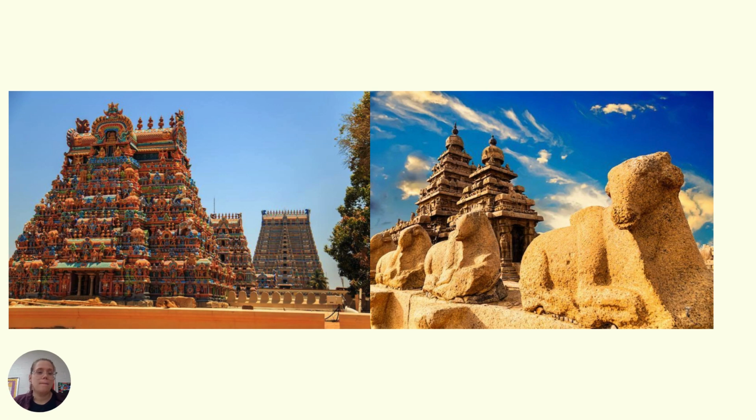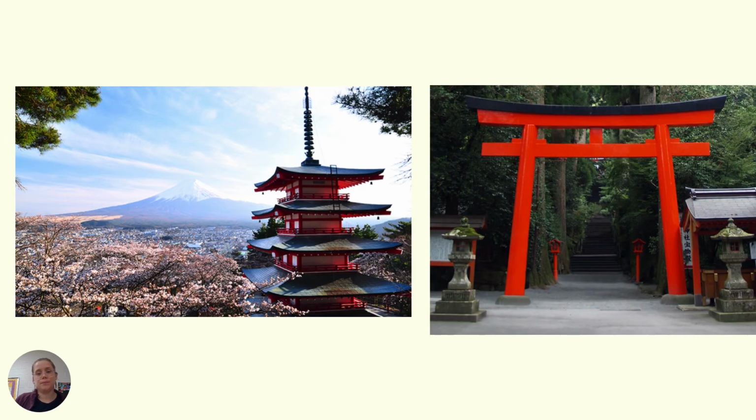India has an amazing history of architecture as well. Often they have a tiered roof and are very decorative. Japan is known for their pagodas and their use of red paint. You can see one of their archways there and a beautiful pagoda overlooking Mount Fuji.